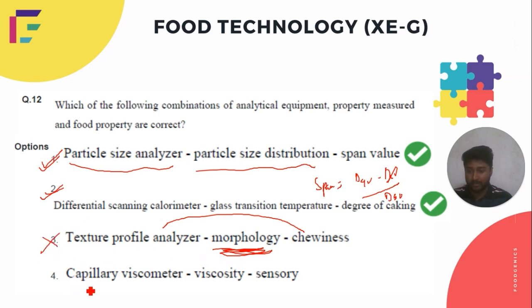Now the last one that we have is your capillary viscometer. So yes, this gives us information about viscosity, but it is very clear that there is no relation between the viscosity and the sensory property. So this is also the incorrect option. So we have two correct here, that is option 1 and option 2.